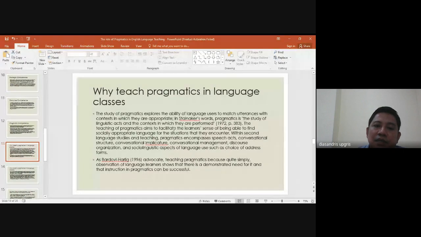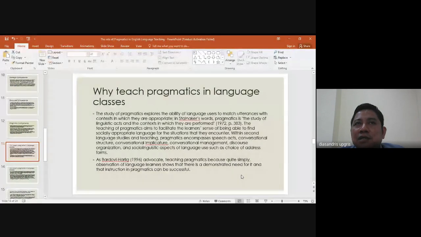Alright. So the teaching of pragmatics aims to facilitate learners' sense of being able to find socially appropriate language for the situations that they encounter within second language studies, and teaching pragmatics encompasses speech act, conversational structure, conversational implicature, conversational management, discourse organization, and sociolinguistic aspects of language use such as choice of address forms. So talking about pragmatics, it is not far away from speech act. Ada locutionary, illocutionary, conversational implicature. So bisa menganalisis suatu speech, suatu dialog, suatu conversation, and so on and so on.